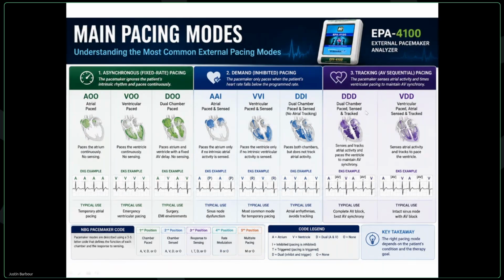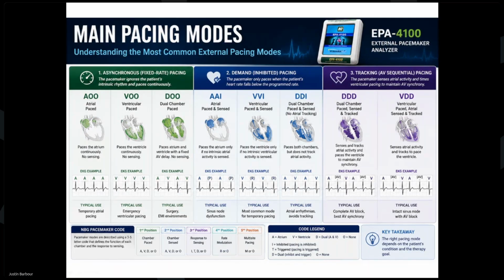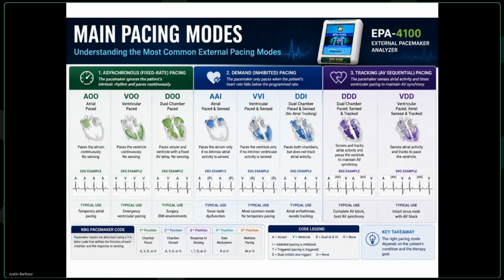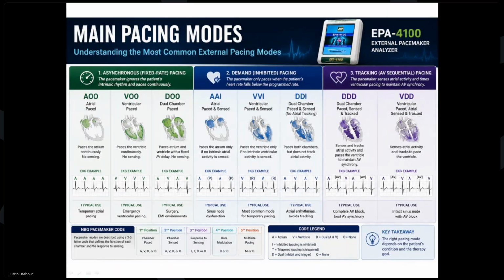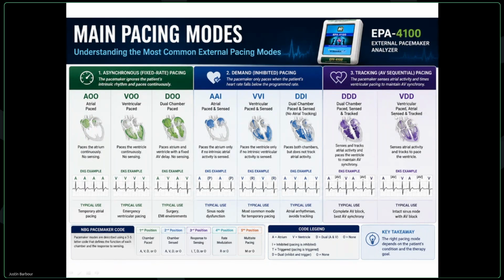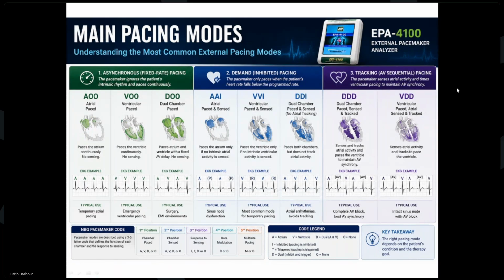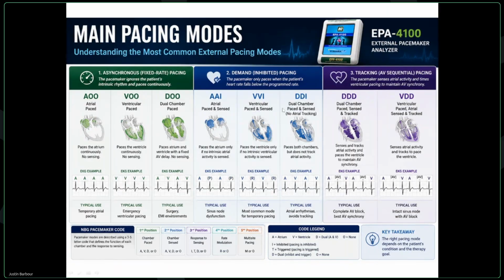And then DDD is one of the most common modes you're going to see. In fact, I think the pacemaker starts up in DDD mode, and that's dual chamber, paced, sensed, and tracked. And it's been a while since I talked about tracking of pacing, but anyway. And of course, VDD is ventricular paced, atrial sensed, and tracked. So it's very complex, I get it, but that's because the heart is a very complex electrical organ.